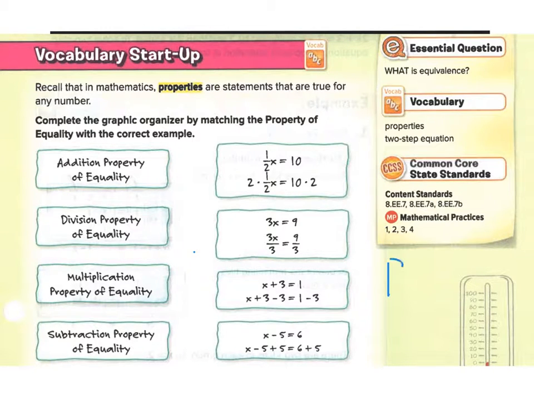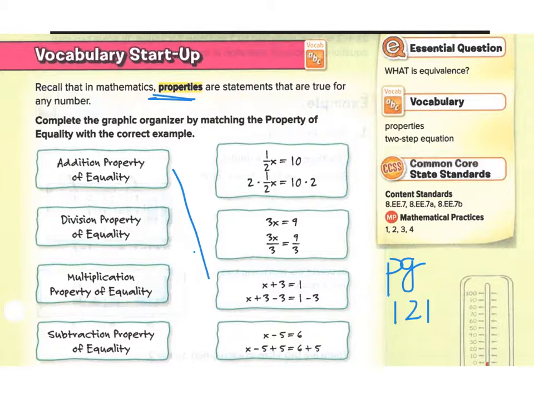So starting on page 121, we're going to look at the properties of equality. Properties are statements that are true for any number. We're going to take a look at the addition property of equality, and much like it sounds, it deals with addition. It says that you can add anything you want to an equation as long as you do the same thing to both sides.